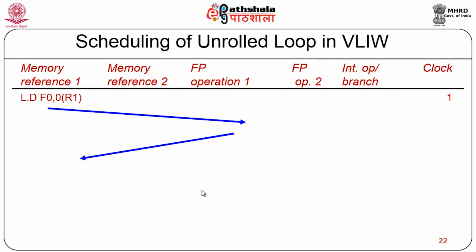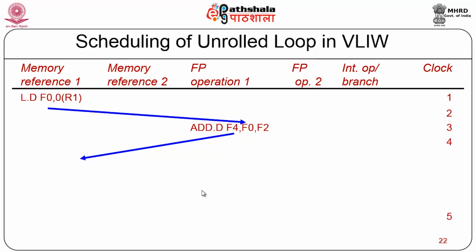So, let us assume that you have the first load instruction. When you issue the first load instruction, the subsequent add operation, which is dependent on this load, cannot obviously be issued in the second clock cycle or the second bundle, because there is a dependency, and you need to have a latency of 1 for the add instruction. So, that can be issued only in the third clock cycle.